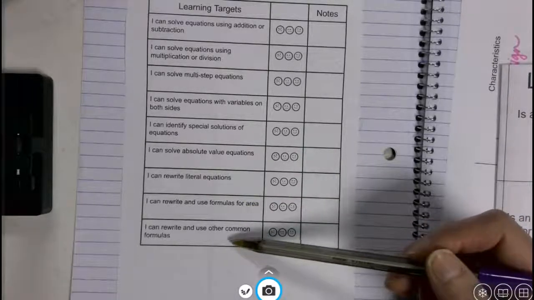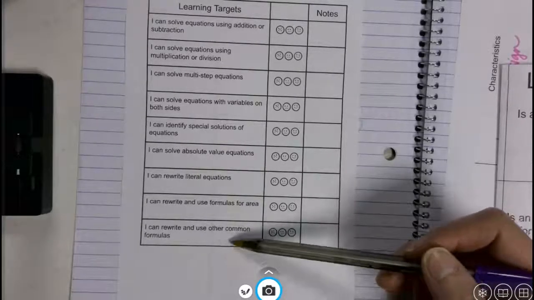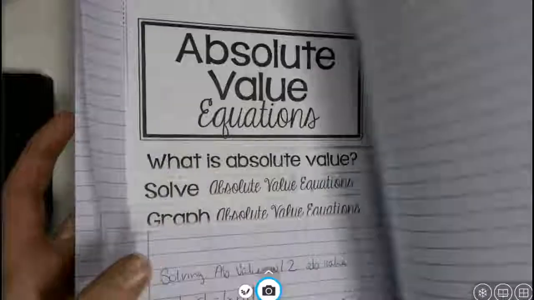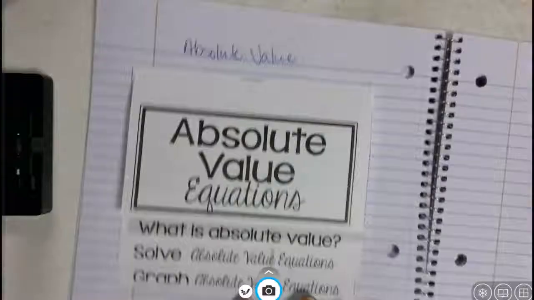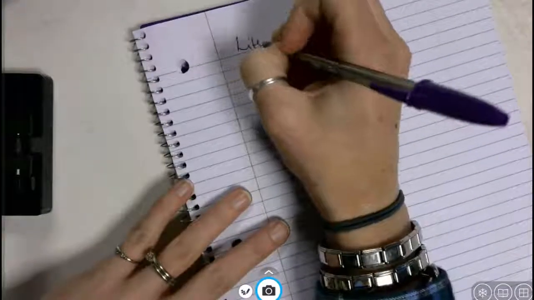And I have these common formulas for you. So just keep paying attention and make sure you get these written down because you're going to use them quite a bit. So our last page of our notes that we were looking at was our absolute value equations. So on the next page, this is where we're really going to be looking at literal equations and formulas.